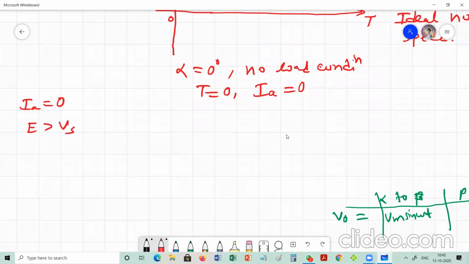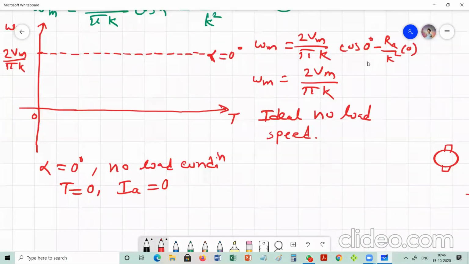I will show the previously drawn circuit diagram.